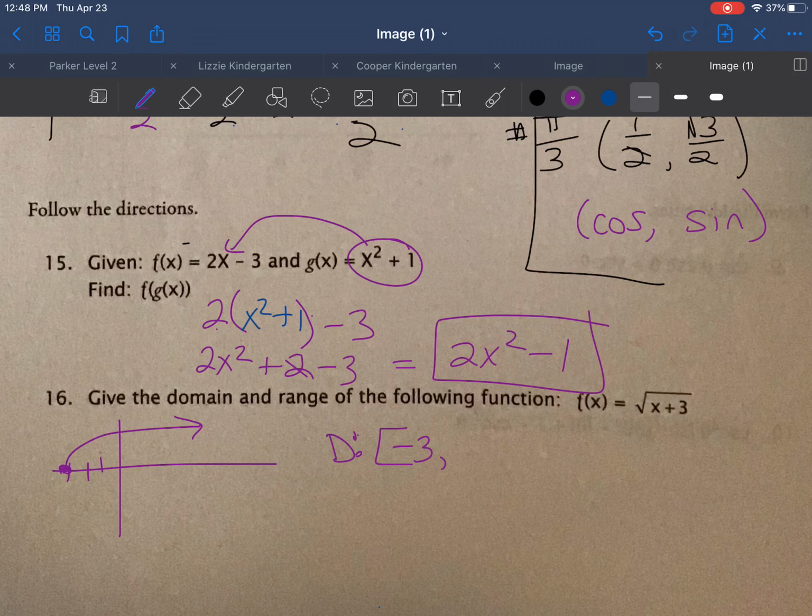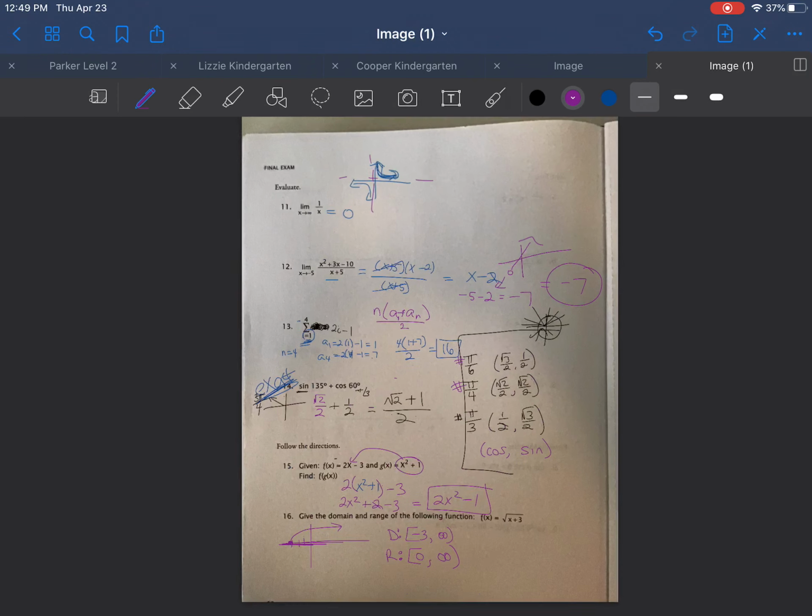We use a bracket. The farthest right it goes is to infinity. Our range is the lowest to the highest. So the lowest my graph goes is here at a y value of 0. Again, it includes that. It's not an open circle, not an asymptote, so we get a bracket. And then the highest it goes is up to infinity.